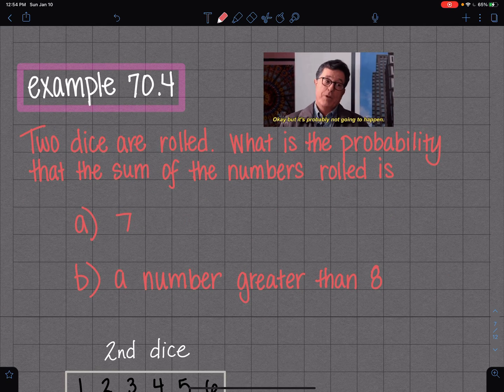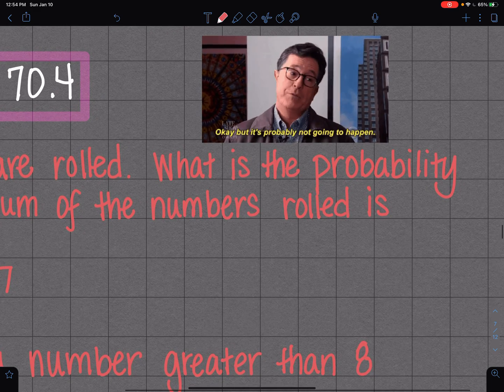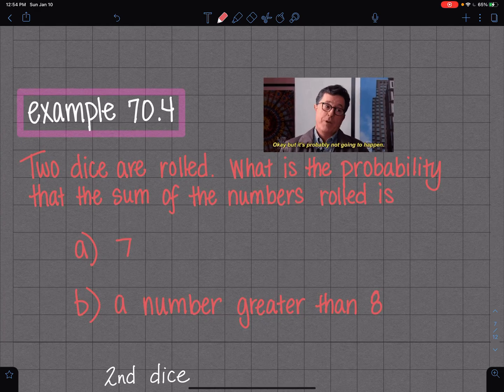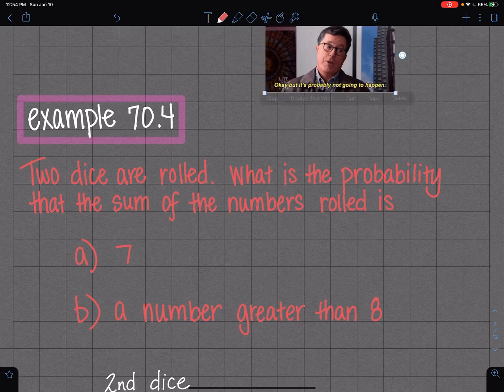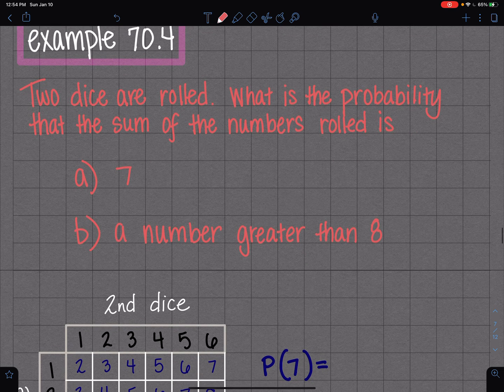All right, and this guy's saying, okay, but it's probably not going to happen. Well, let's see if it probably will or probably won't. That's what we're here to find out. It says, 2 dice are rolled. What's the probability that the sum of the number rolled is exactly 7? Okay, and then they want to know for B, what about a number greater than 8? I'm going to erase this for now and just focus on the 7 because that is hard enough.